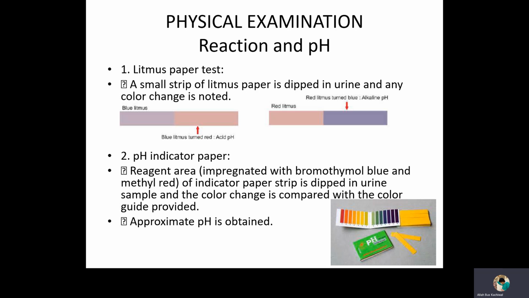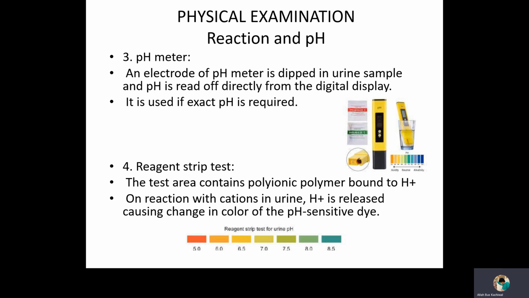The litmus paper may only indicate whether the urine is acidic or alkaline. The pH indicator paper indicates the pH range, whereas with the pH meter, the electrodes are dipped in the urine sample and the pH is read directly from the digital display. So it is used if an exact pH is required. The pH meter is more accurate, and a more exact pH can be determined by the use of a pH meter.